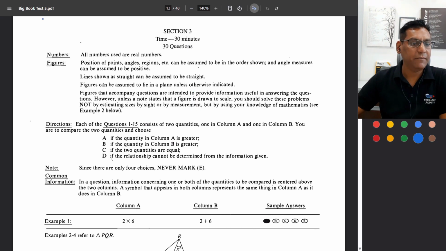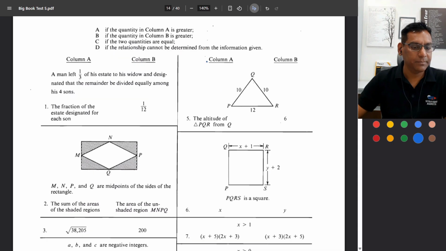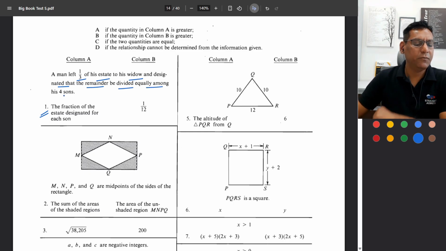Okay, so we have Big Book Test 5, Section 3, 30 minutes, 30 questions. Let's get started. Question 1. A man left 1/3 of his estate to his widow and designated that the remainder be divided equally among 4 of his sons.